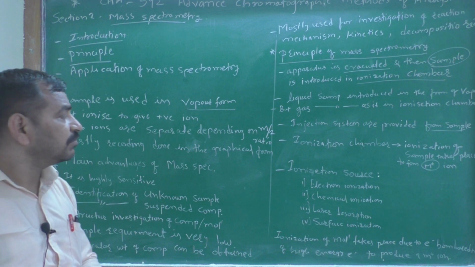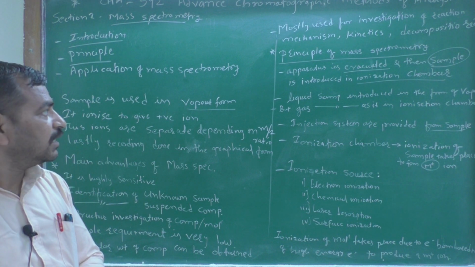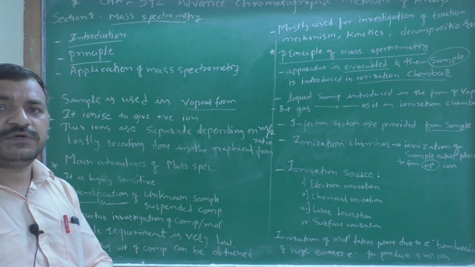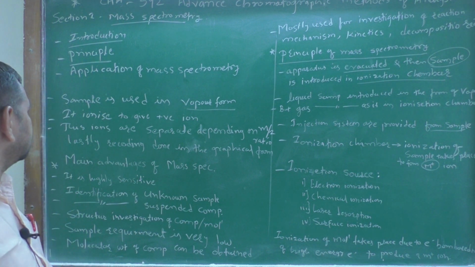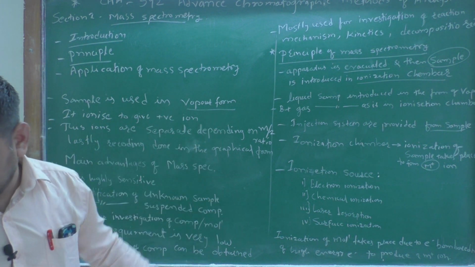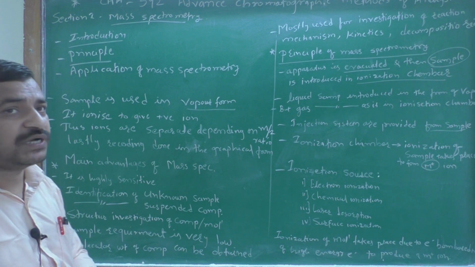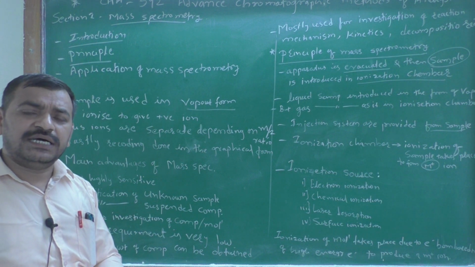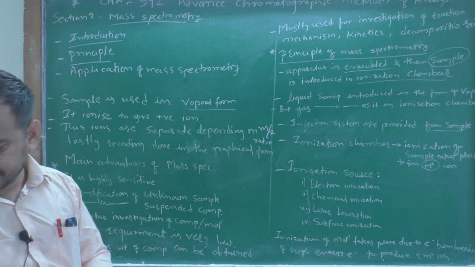Mass spectrometry is used for an unknown sample containing different types of metal ions, which can be analyzed. Here the sample is used in vapor form and ionized to give positive ions or radicals, and rarely negative ions are also formed.